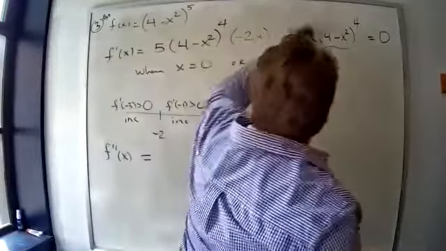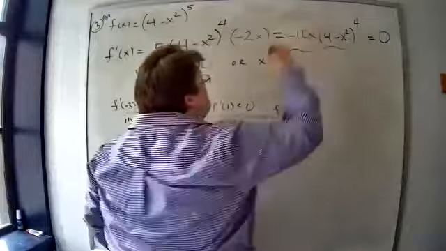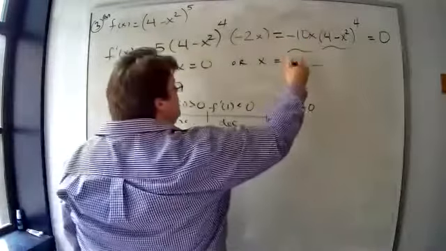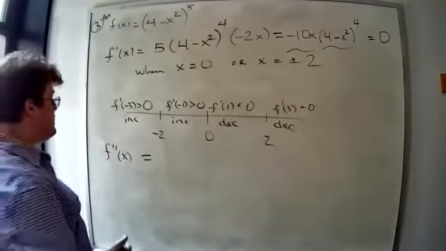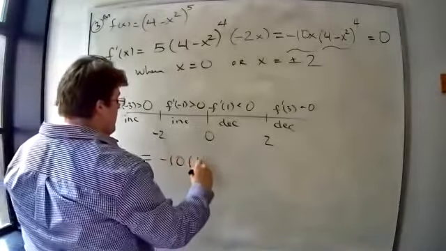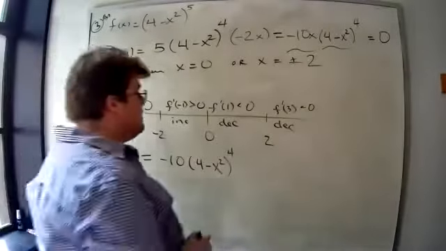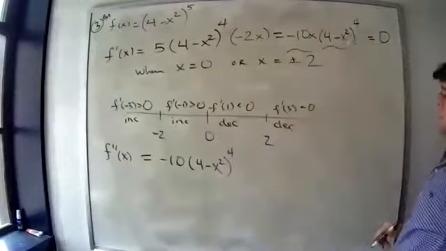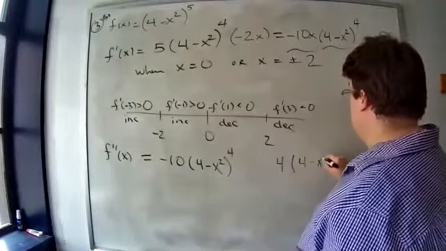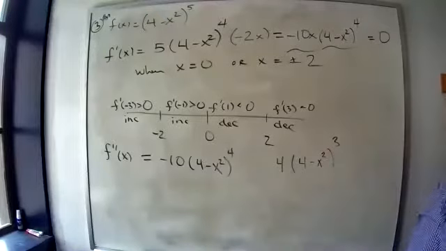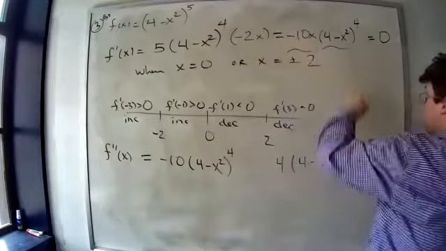So the two pieces I'll take as negative 10x and that quantity to the fourth. Derivative of negative 10x, negative 10. And then we need the derivative of this second piece, which is 4 of these to the third times negative 2x. So we have negative 2x times negative 10x.